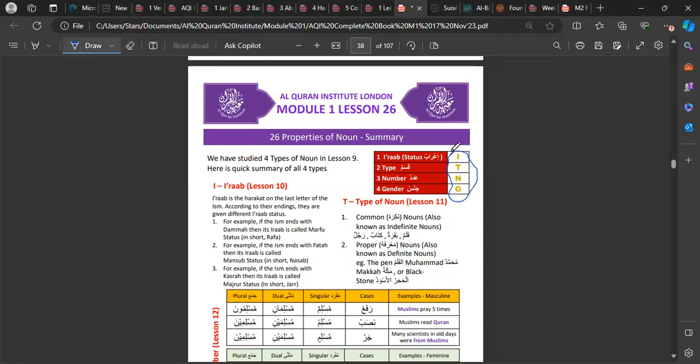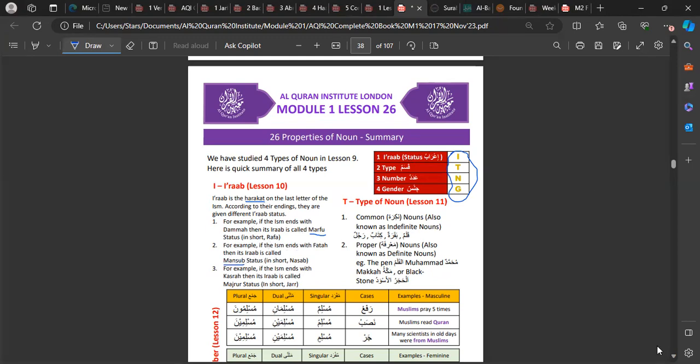And i'rab is the harakat on the last letter of the ism. So according to their endings, they are given different i'rab statuses, which is what we discussed earlier. So there are three examples. For example, if the ism ends with a dhamma, then its i'rab is called marfu status, and in short, rafa. Second example is if the ism ends with a fatha, then its i'rab is called mansub status, and in short, nasab.